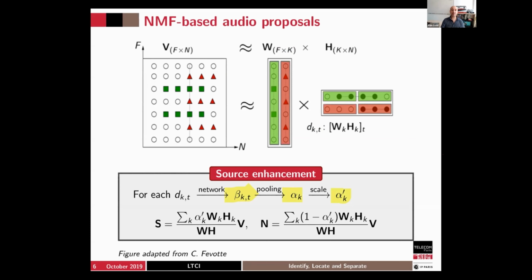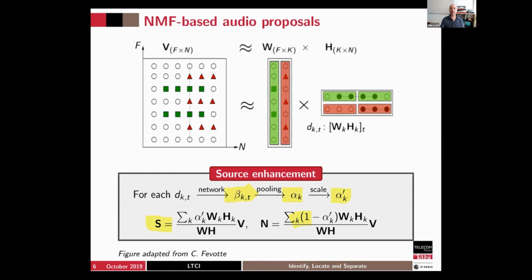And the last step is simply to perform a soft mask-based source and noise spectrogram reconstruction, as you can see here, where S and N obviously refer to the estimates of the source of interest and background noise. That's the main idea.